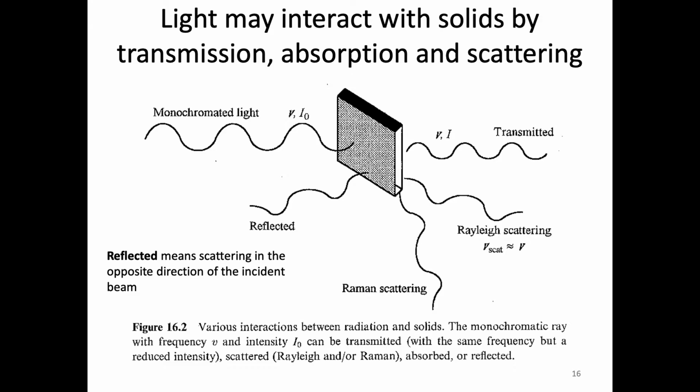And reflection, or reflected light, is also added here, but I didn't separate that out in the different types of interactions because reflection can also be thought of as scattering, just scattering in the exact opposite direction of the incident beam. So basically, reflection is just another type of scattering, and so I didn't separate that out in this case.